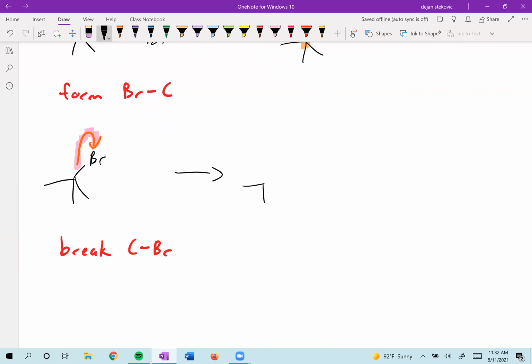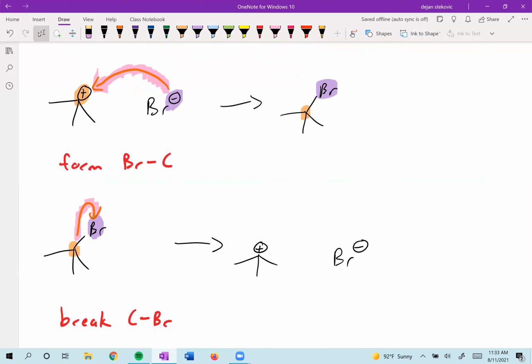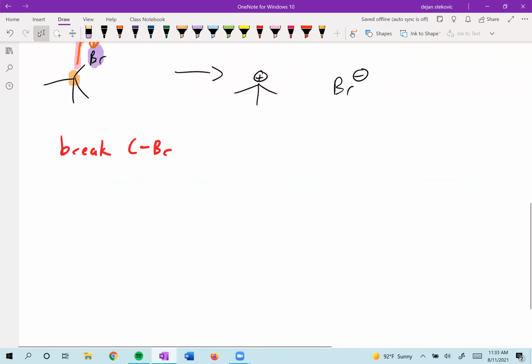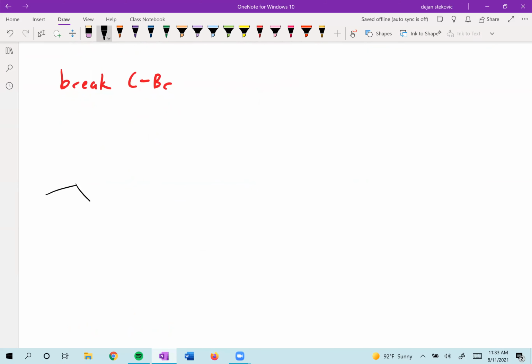If we then think about our products here, we have this one right here. And this carbon right here was neutral. Now it's lost electrons because it's donated those bonding electrons to bromine. So now it shall go to being positively charged. Draw that a little better. And then we think about the bromine, right? The bromine has gained electrons from that bond. So it's going to go from being neutral to being negatively charged. And you can see this is just the reverse reaction of the one before. One more example here.